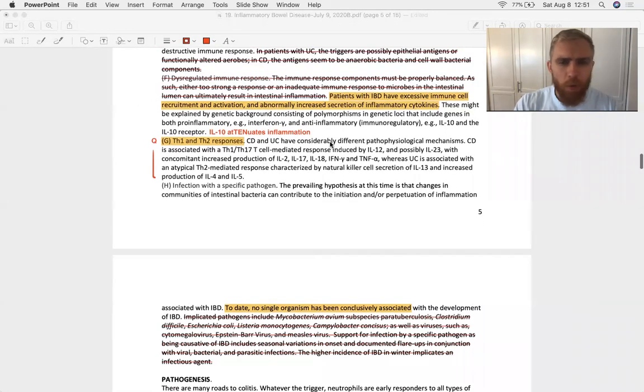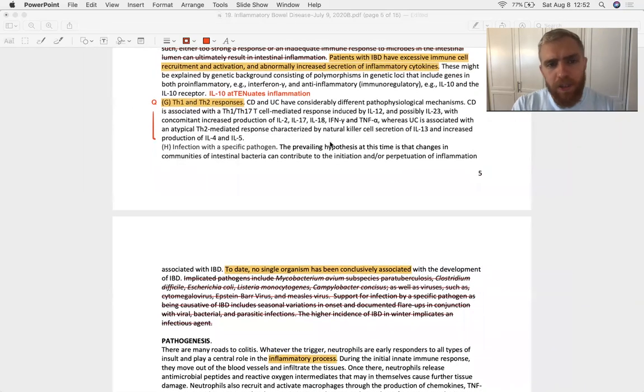And I threw in a note: remember that you need interleukin 10 to shut off inflammation. IL-10 attenuates inflammation, it stops it. So if you don't have a proper IL-10 response, if maybe you've got a defective gene, one copy of that, then you're going to be more prone to develop IBD.